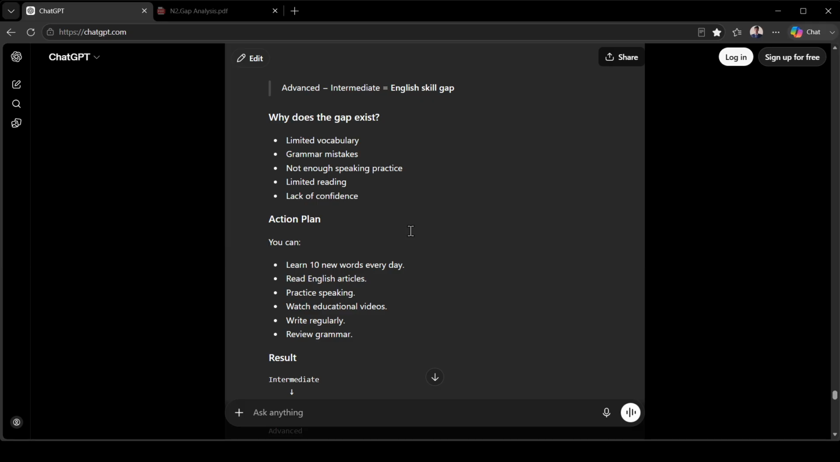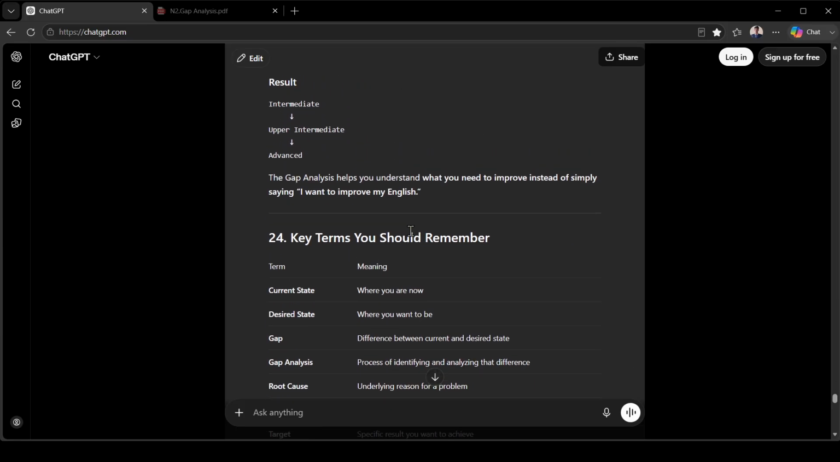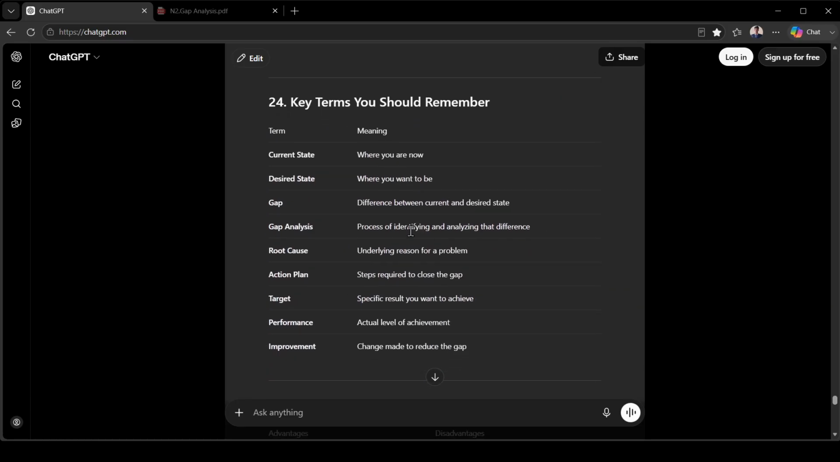Limited vocabulary, grammar mistakes, not enough speaking practice, limited reading, lack of confidence. Action: learn 10 new words every day, read English articles, practice speaking, watch educational videos, write regularly, review grammar. Results: intermediate to upper intermediate, then advanced. Gap analysis helps you understand what you need to improve, instead of simply saying, I want to improve my English.